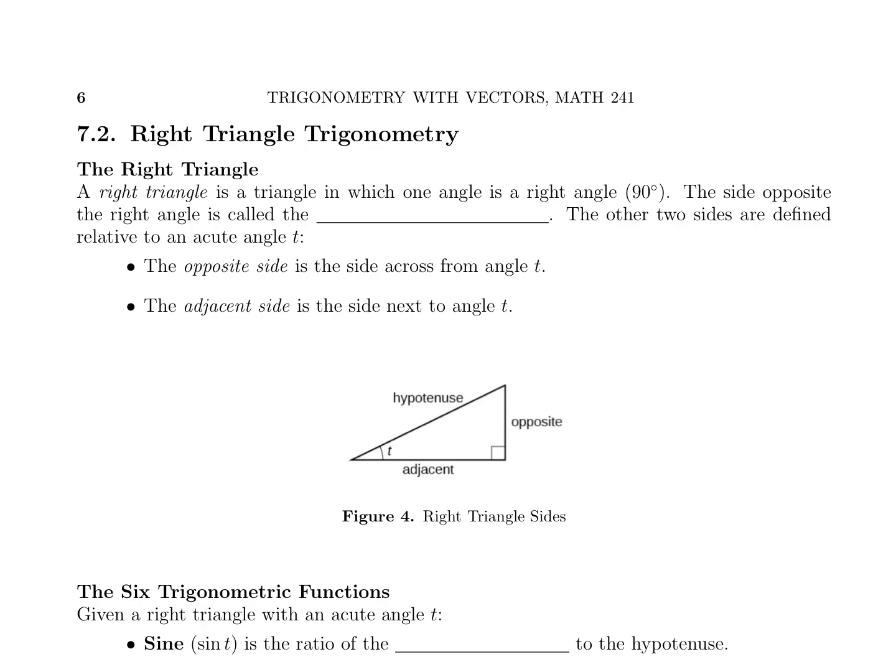Hi, in section 7.2 we'll be looking at right triangle trigonometry. So a right triangle is a triangle in which one angle is a right angle, and by definition a right angle is a 90-degree angle. The side opposite to the right angle is called the hypotenuse. So let's write that down. Hypotenuse.